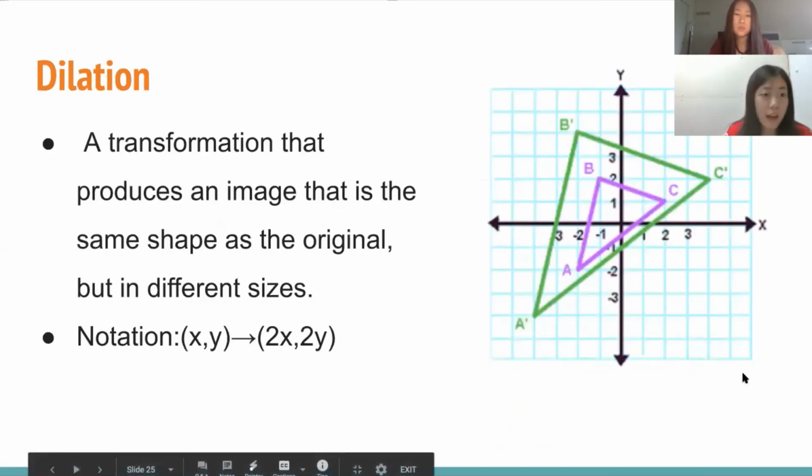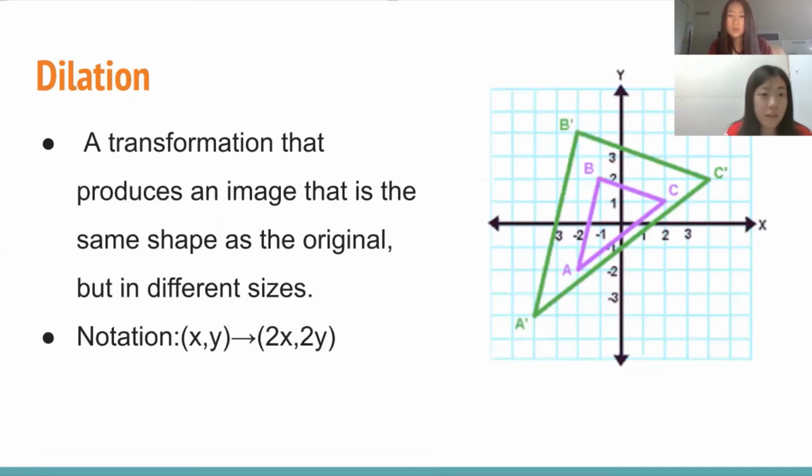And for the last transformation, it's called dilation. A dilation is a transformation that produces an image that is the same shape as the original, but in different sizes. So that's the notation for dilation. You just multiply by the scale factor.